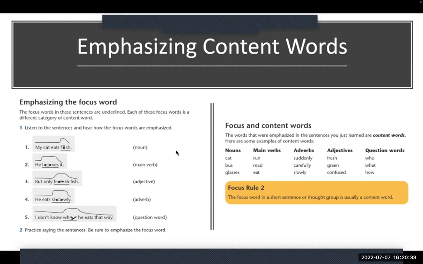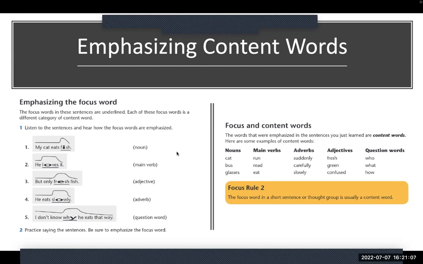All right, so in this slide, again, you can follow along with the slides that you have. We're going to be focusing on emphasizing content words. And again, we saw in the video what content words were, and they're mainly verbs, adjectives, adverbs, and things of that nature. With the emphasizing of the focused word in these sentences, the ones that you're going to see, they're underlined. Each one of these words is a different category of content word, kind of like the ones that were mentioned in the video.